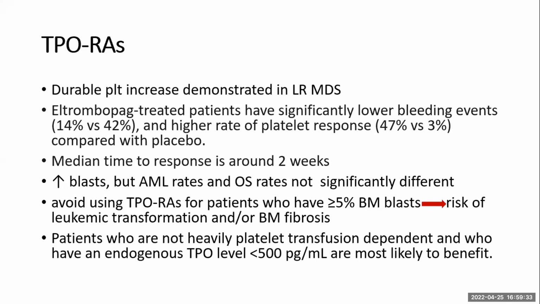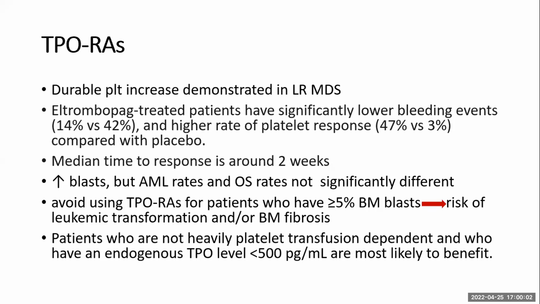However, they lead to increased blasts and fibrosis in the bone marrow, but rates of AML progression and overall survival were not significantly different. They noticed that patients who had thrombopoietin receptor agonists had an increase in blasts, but when they stopped the drug, the blast count returned to baseline. So there wasn't any significant outward effect of it.